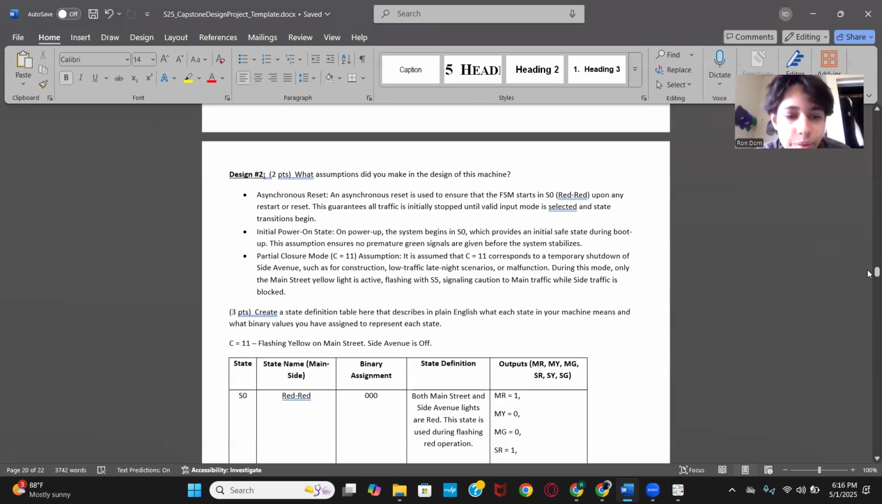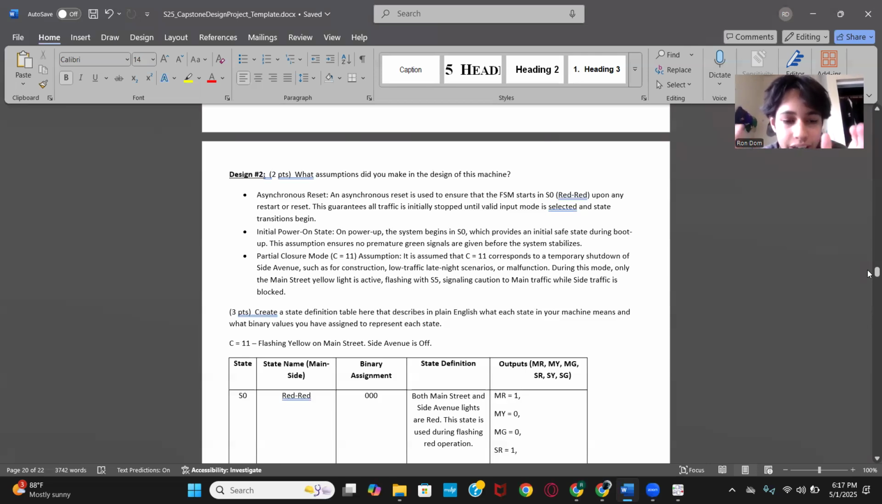And this ensures no premature green signals are given before the system resets and stabilizes. And for C equals 11, we had a partial closure mode. So this is kind of why I decided to choose this specific state and special state. It corresponds to a temporary shutdown of the side avenue, basically for construction, low traffic late night scenarios, or malfunction.